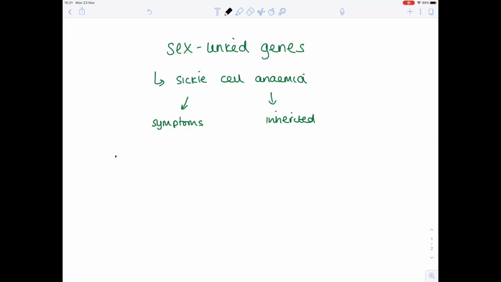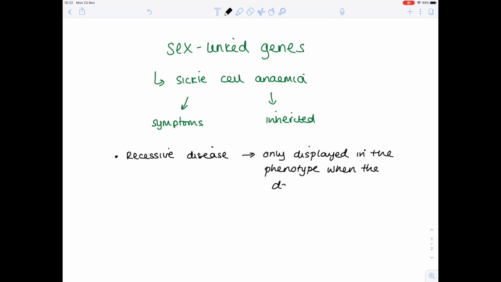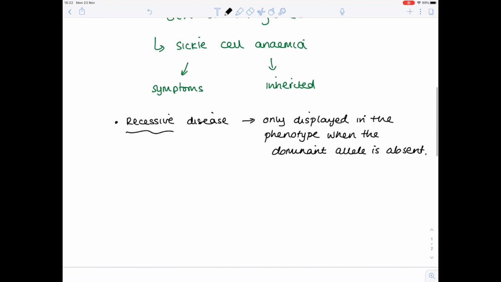The first thing to point out is that it is a recessive disease, which means it's only displayed in the phenotype when the dominant allele is absent. And that's going to be incredibly important later on, and I'll point out why that is.